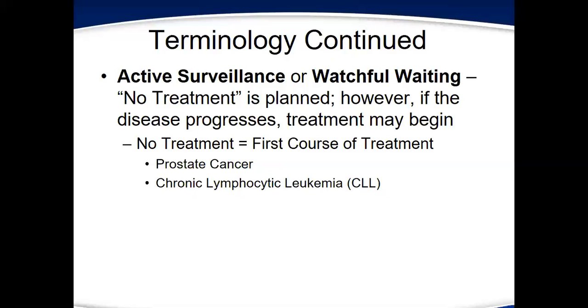Now, if this patient does start treatment at a later date, this treatment will be considered subsequent treatment, since no treatment is considered first course of treatment. So just remember that no treatment can be, and is, considered first course of treatment. It's an active decision not to have any treatment for their cancer.